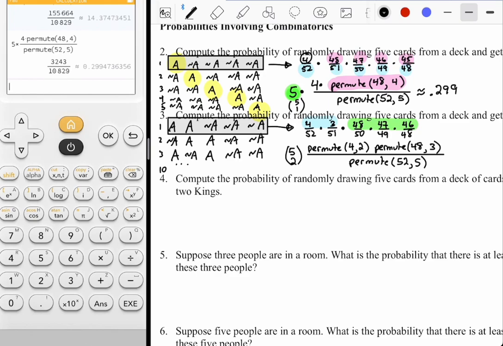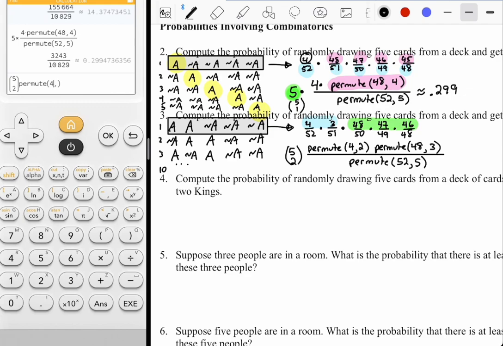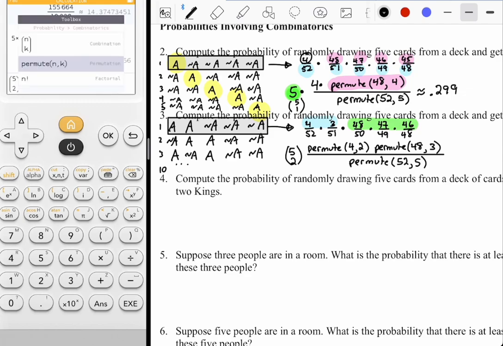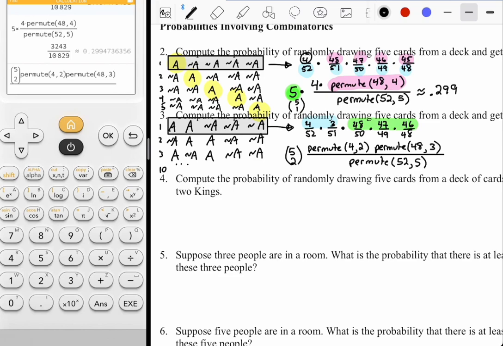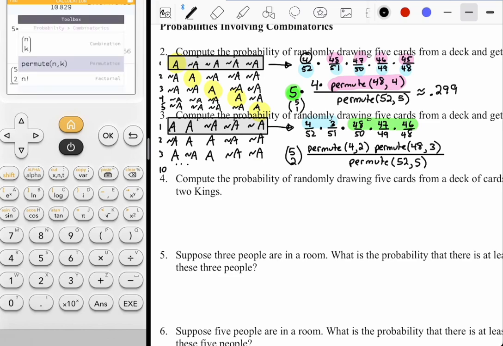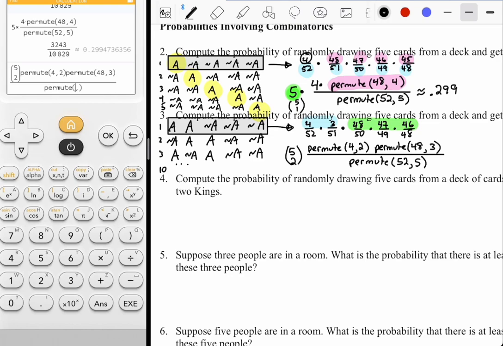I guess that's where a little bit of trust comes into play. So I put 5, 2. Then I'm doing permute 4, 2. Permute 48, 3. Divide. Permute. It's not pretty to have the 5 combination 2 up top, but it's still correct. Oops, I already have the comment there.